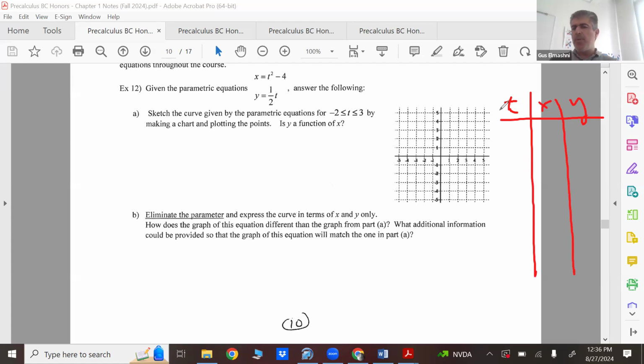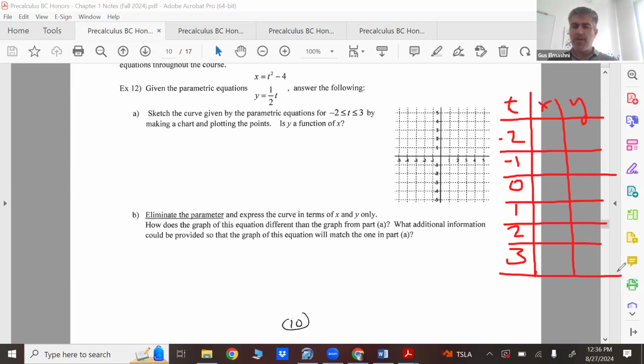So they say let t be between -2 and 3. So I'm going to do -2, -1, 0, 1, 2, and 3. And let me make this table a little more organized. So let's look at x. If I plug a -2 into the x equation, what's x going to equal? And if I plug -1, what's x going to equal? And if I plug in 0, what do I get? And if I plug in 1, I get -3. So it's kind of like a parabola, right? And 5.